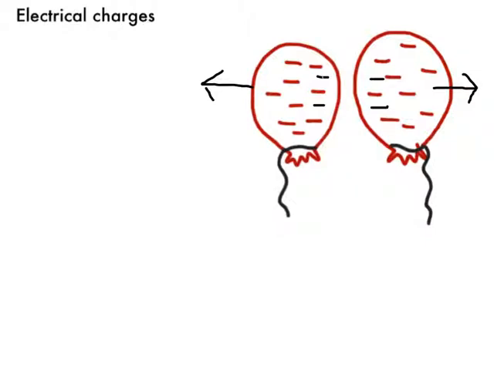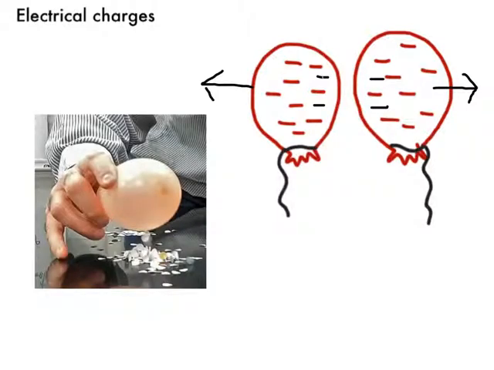But if, for example, I hold a negatively charged balloon, so this balloon here has got these negative charges. If I hold that negatively charged balloon close to this positively charged paper there, you can see that the bits of paper will fly up and stick onto the balloon, and that's because they're oppositely charged, and opposite charges attract.